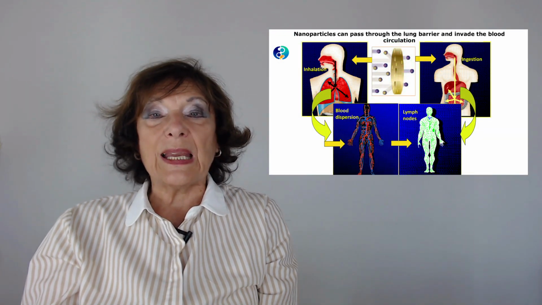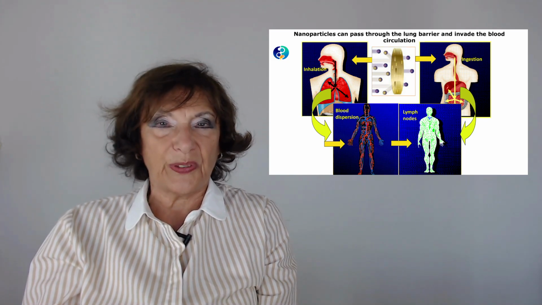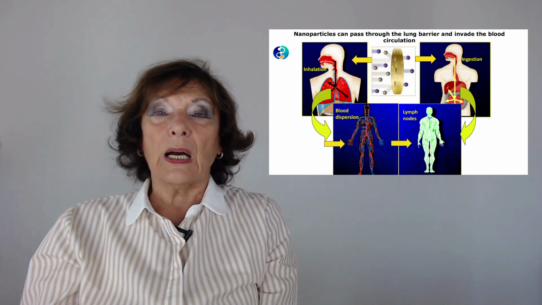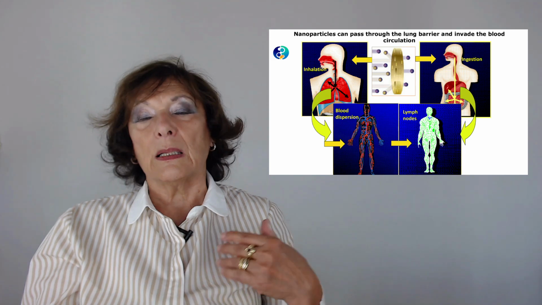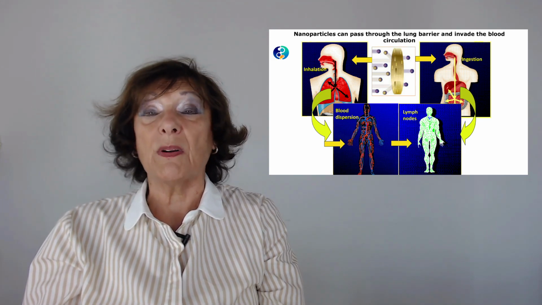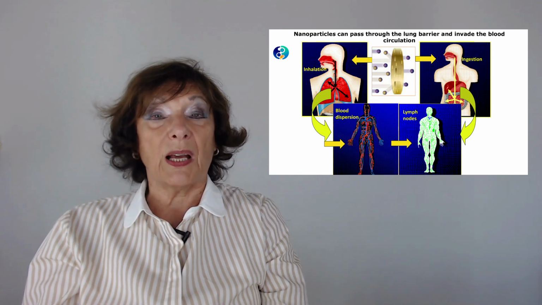The human body can inhale them or ingest them with contaminated food. So these nanoparticles can go through the physiological barrier, especially the pulmonary barrier, and they can go into the bloodstream. After that, they can be entrapped in the lymph nodes, where they can induce a biological reaction.